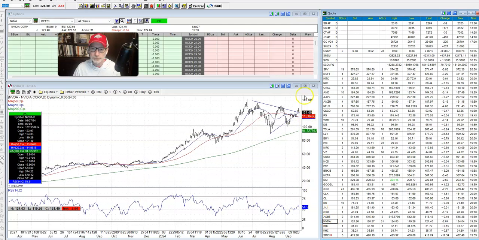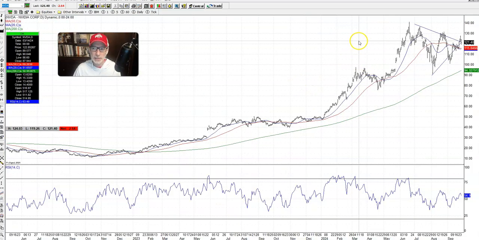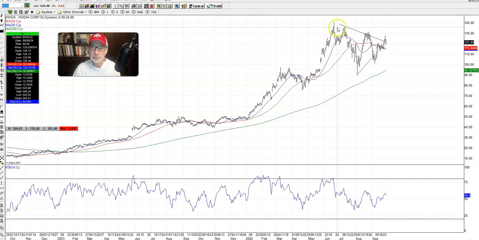NVIDIA, darling, everyone loves NVIDIA. Congestion pattern right here. Which way is it going to go? My guess it's going to go to the upside. Typically, from whatever direction it was coming from prior, once it gets into the congestion pattern, it will typically blow out to that same direction where it had been coming from. So my bet is that NVIDIA, because everyone loves NVIDIA, it's going to break out to the upside. It's just only a matter of time. Congestion pattern right here. So get ready for that next move on NVIDIA.